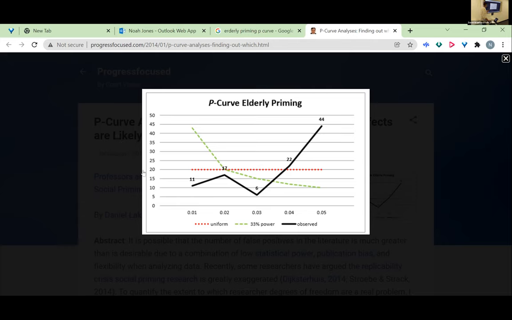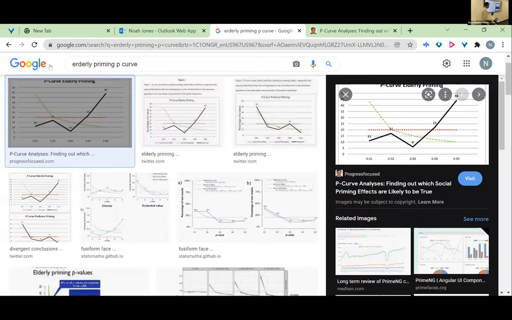The y-axis looks like it's the number of studies, so the number of studies with p-values closer to 0.05 or really high, and then it just drops down. Notably, one other interesting thing is professor priming, and this is a p-curve.